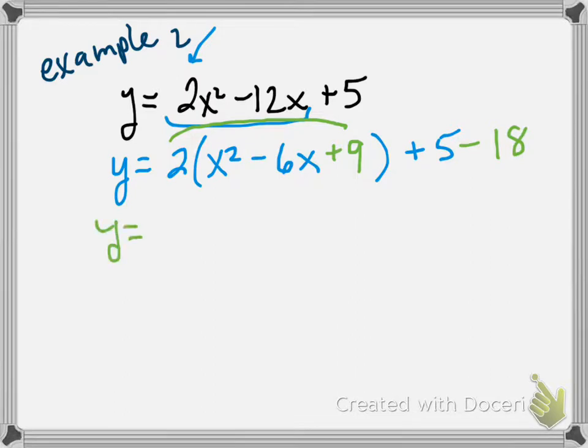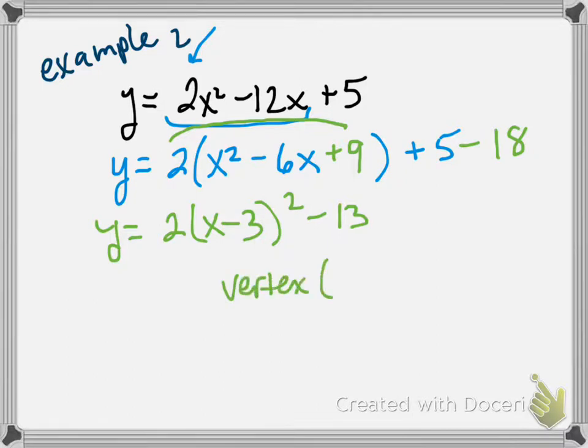Okay, now we come in with cleanup crew, comes in, puts it in the form that we need it in. This will be x minus 3 quantity squared, and then 5 minus 18 is a negative 13. All right, now it's in vertex form. The vertex for this would be 3, negative 13.